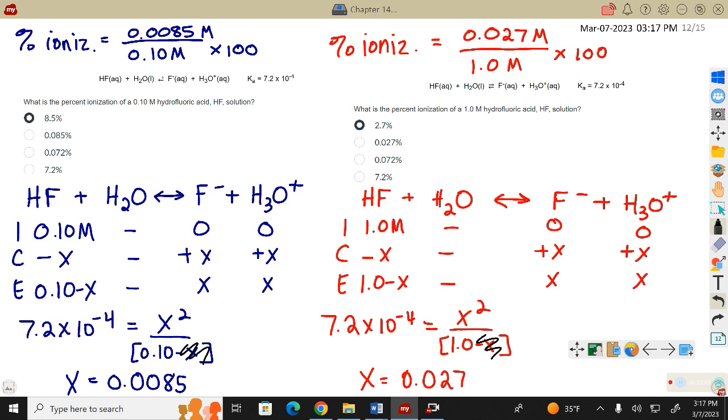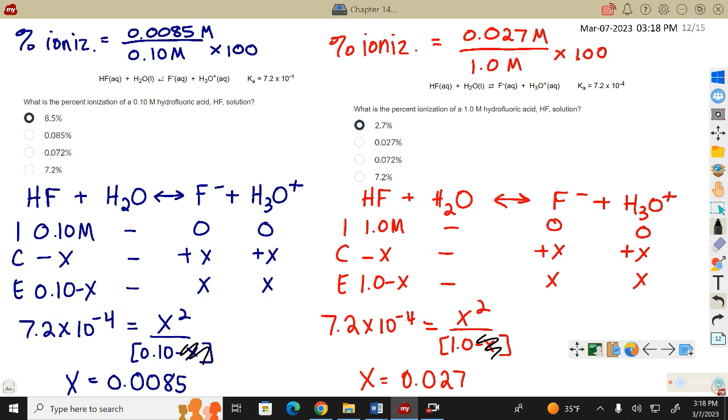So really, to solve for x, all I need to do is cross multiply and take the square root. Now once I get x, that is the amount that's ionized. So percent ionized is based on that x value. What percent of the original HF ionized? It's that x value divided by the original molarity, the original amount of HF. So it's kind of like x over the original concentration.